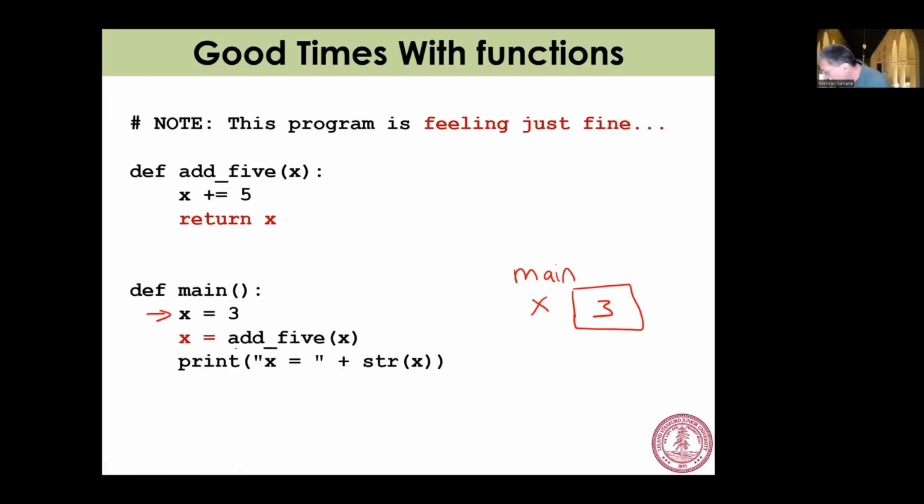Then, like before, we're going to call the add 5 function, passing it x, but notice we're expecting add 5 to give us something back now. So let's execute the add 5 function and see what happens.